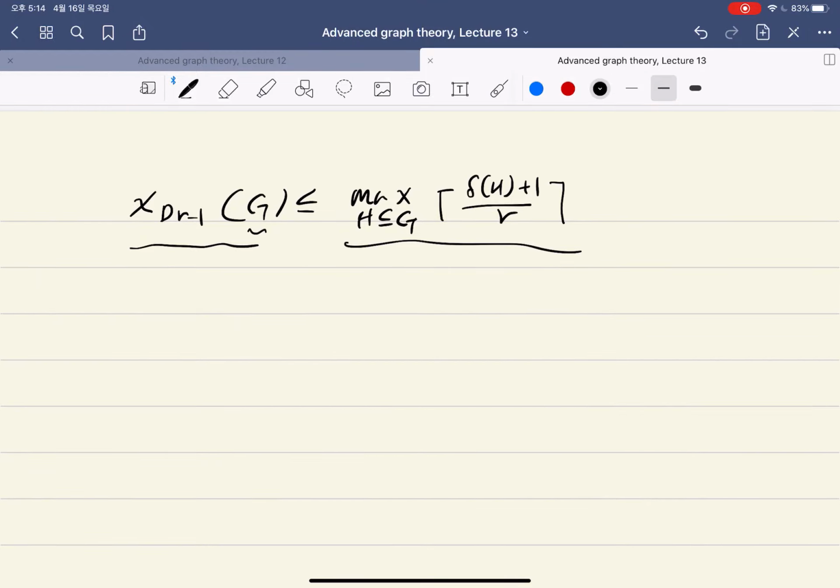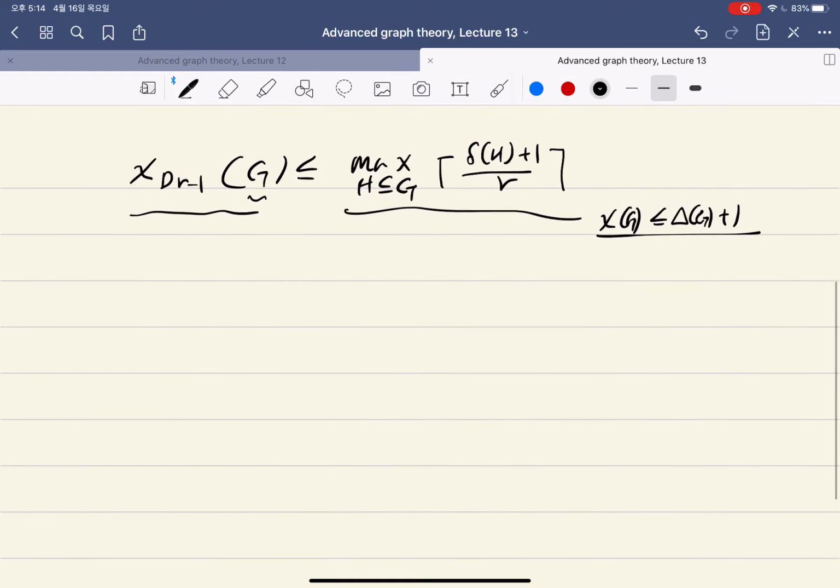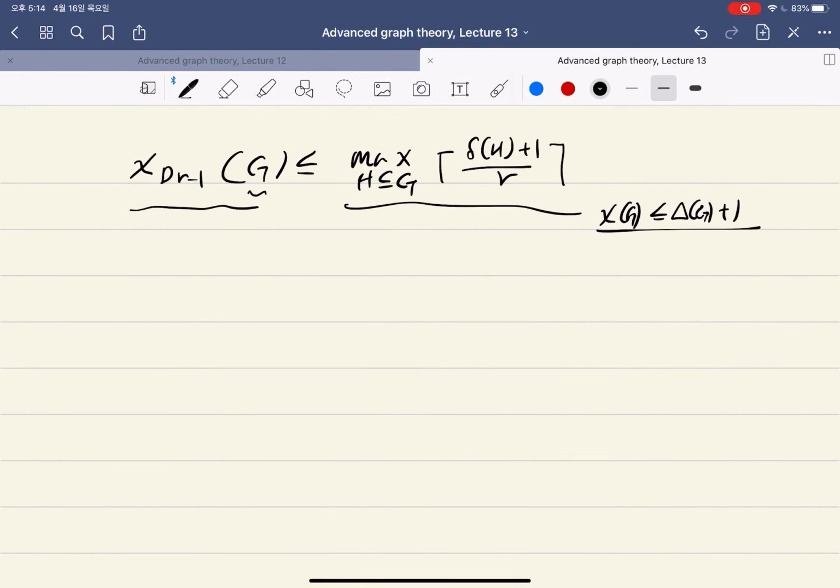And this generalizes the proof of the chromatic number being at most delta plus 1, the maximum degree plus 1. Next theorem we can consider is that we know that Brooks theorem tells us that the chromatic number is at most the maximum degree.